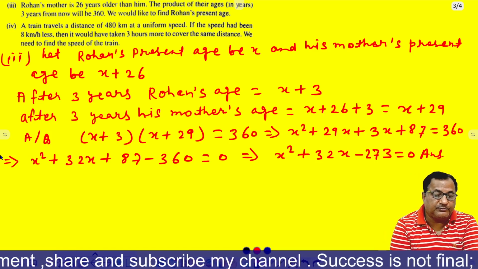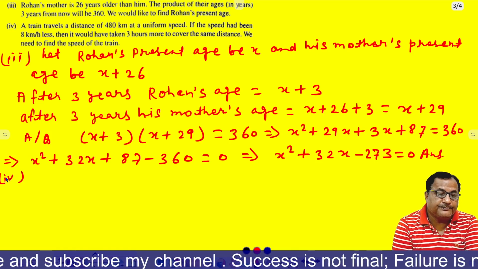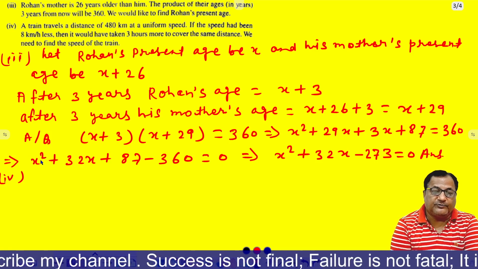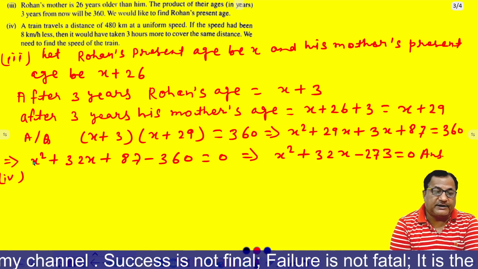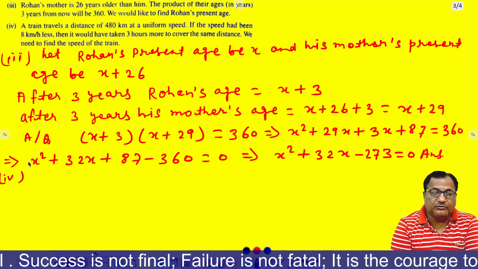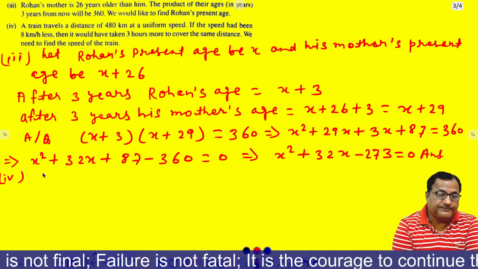Now see question number 4. A train travels a distance of 480 km at a uniform speed. If the speed had been 8 km less, then it would have taken 3 hours more to cover the same distance. We need to find the speed of the train.